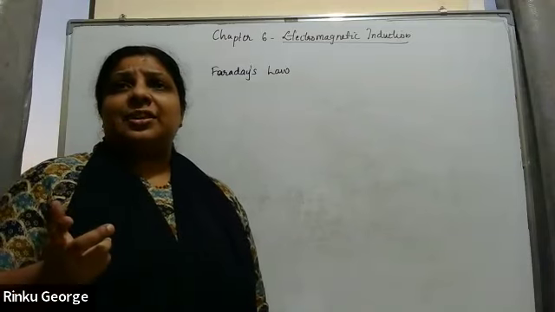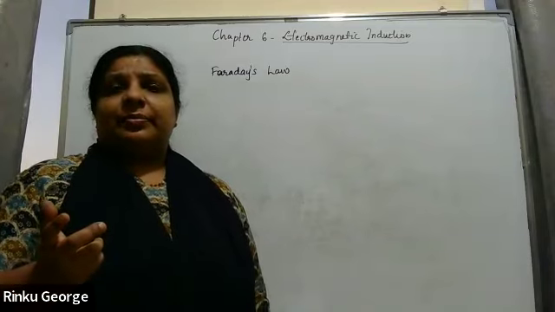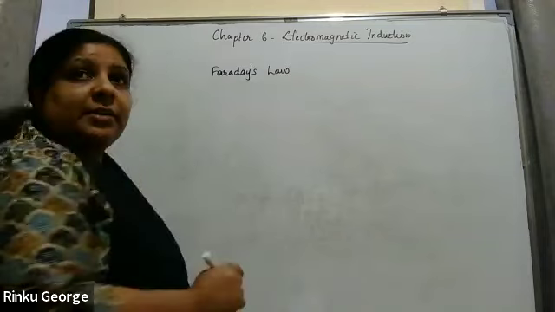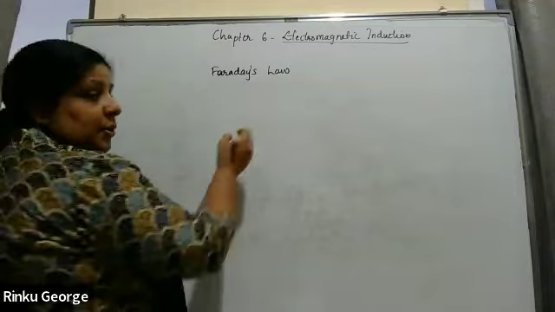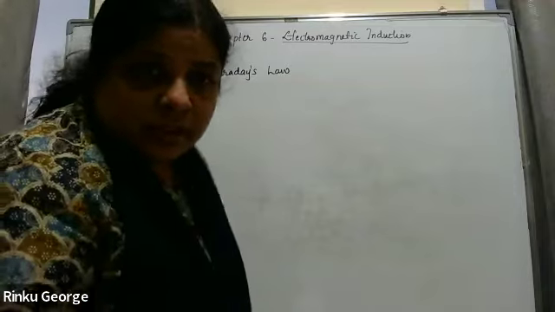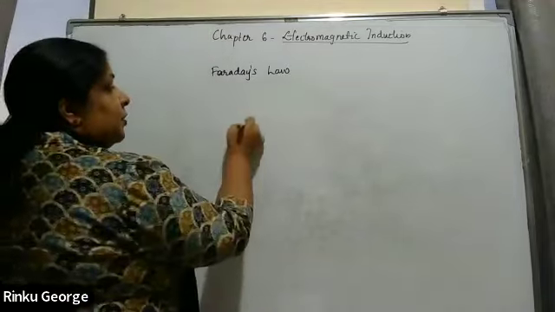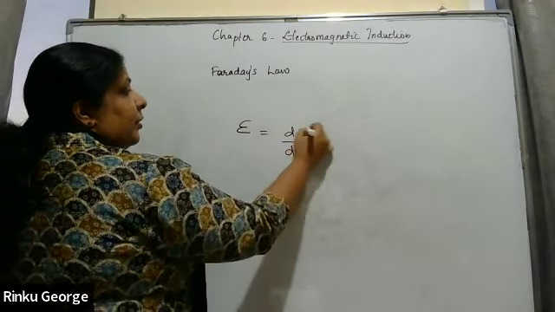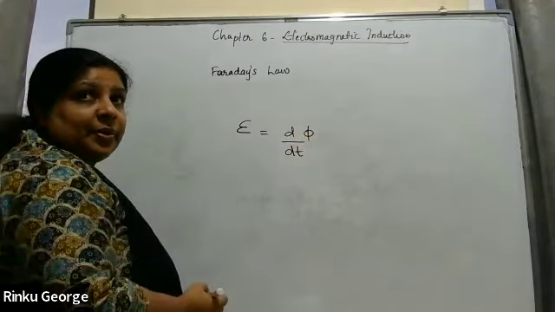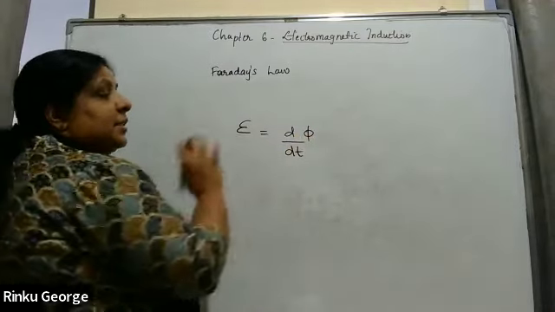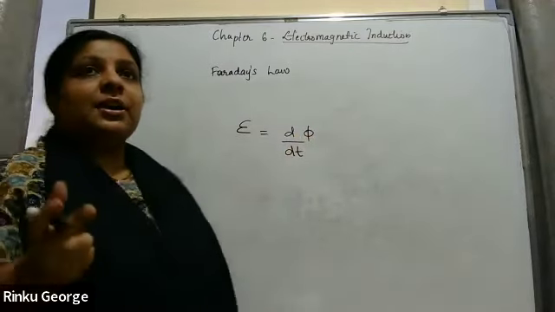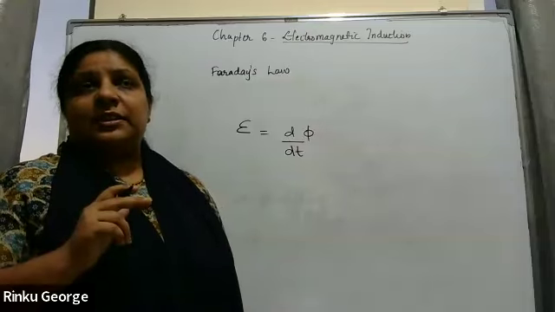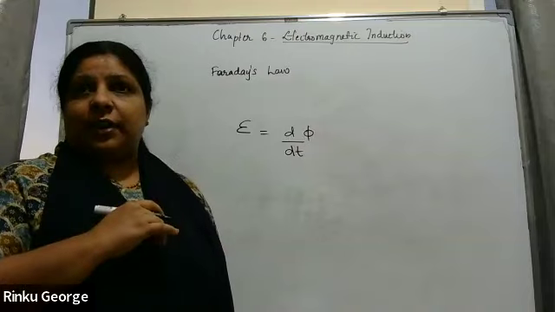How will you represent the rate of change of something? Divided by t, or d by dt. Okay, so induced EMF is equal to d by dt of what? Magnetic flux. So this is the formula given by Faraday's second law: induced EMF is equal to the rate of change of magnetic flux.